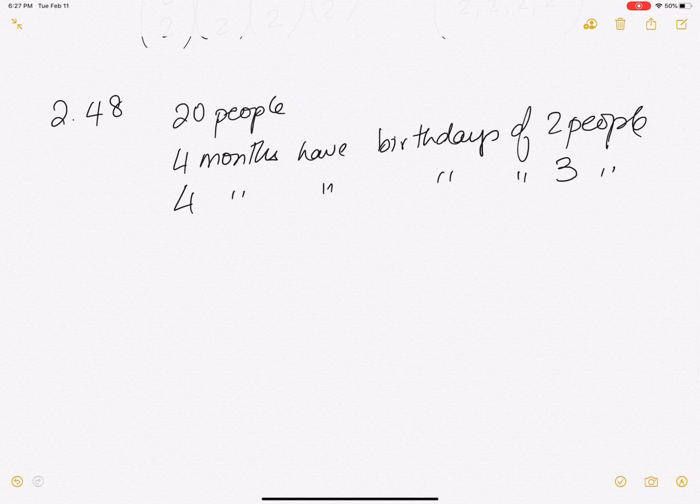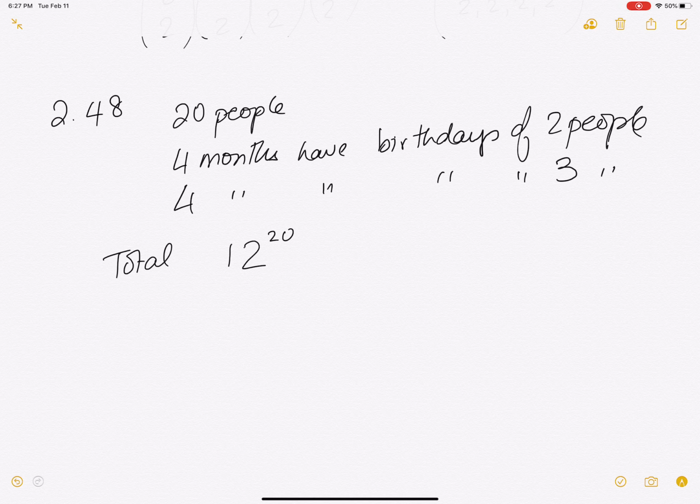Okay? So that's 4 times 2, 8, and 4 times 3, 12. 8 plus 12 is 20. So that is how you have distributed the 20 people. Okay. Well, total number of ways is easy. What's the total number of ways you can assign the people birthday months? Okay, well, firstly, we're assuming that all months are equally likely. So the total number of ways will be 12 raised to 20.